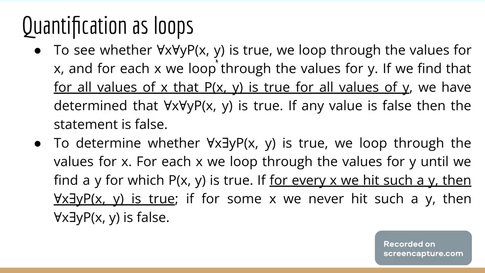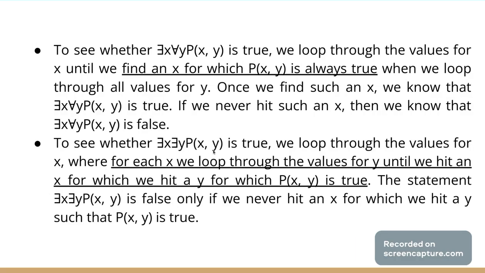Otherwise, the statement will be false. Next, for all x, there exists a y. So for all x values, there should be at least one y value for which P(x, y) is true. Inside the outer loop, there should be at least one value of the inner loop which gives the answer true. Only then the statement is true. Otherwise, the statement will be false.